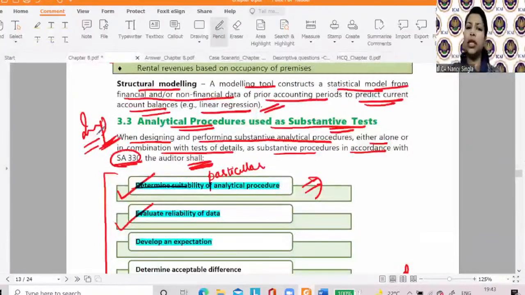स्ट्रक्चर मॉडलिंग एक मॉडलिंग टूल है, दैट इज अ स्टैटिस्टिकल मॉडल जो कि क्या यूज करता है? फाइनेंशियल एंड नॉन फाइनेंशियल डेटा. किसका? लास्ट ईयर का. Why? In order to predict the current account balances. Example, linear regression. ठीक है. Now, when the auditor has decided that he'll be applying analytical procedures, see whether with test of detail or individually, we are not talking about that.